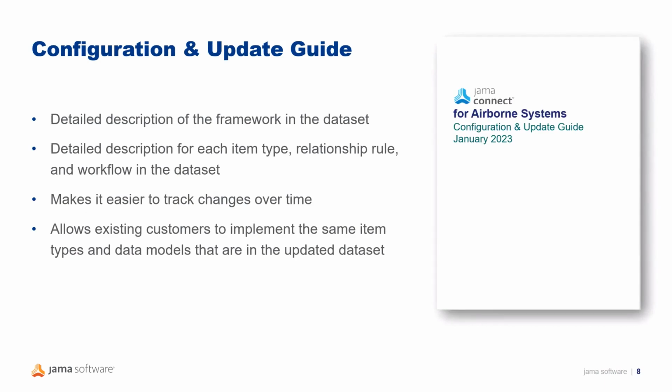Also with this particular release is the configuration and update guide. This is new this time around. This guide gives a very detailed description of the entire data set. It includes all of the types that we've defined, all of the pick lists, all of the relationship rules, all of the workflows. So if you need to update from your existing airborne system solution and take in aspects of the new release, it makes it really easy for you to update as well.